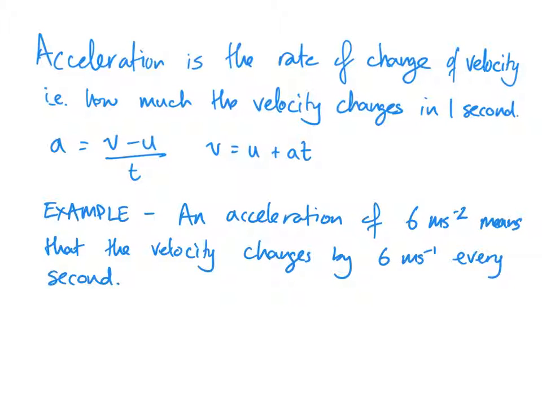And the units, meters per second squared, come from the idea that the velocity is measured in meters per second. And then we're talking about how much the velocity changes by every second. So we've got meters per second per second, which is written as meters per second squared, ms to the minus 2.